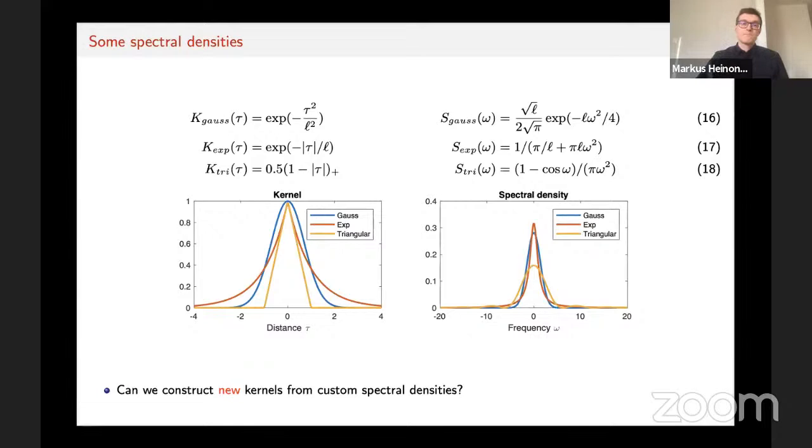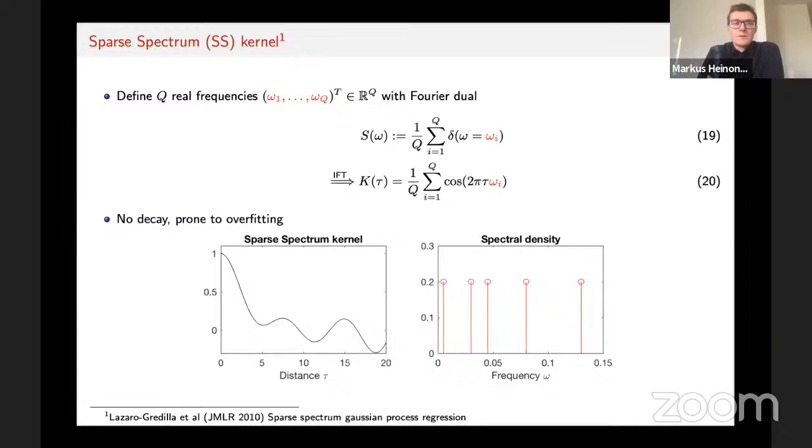Here is perhaps the simplest spectral kernel out there, which, to my knowledge, is also the first spectral kernel introduced in the literature. From 2010, we have the sparse spectrum kernel, the SS kernel, where we define a mixture of Q frequencies that we learn as coefficients or parameters that we optimize, and they form a mixture of Dirac densities on the spectral density. Diracs are, of course, infinite spikes. Here I have visualized them so that they would normalize to one, slightly abusing the Dirac formalism. Now if we have this kind of spectral density, we can apply the inverse Fourier transform, and it gives us a corresponding set of cosines.